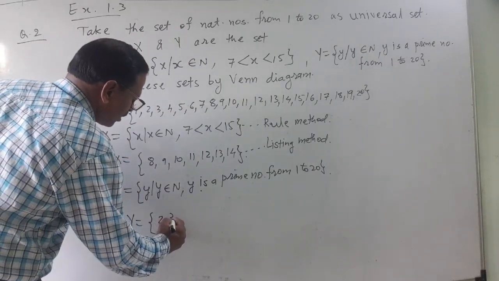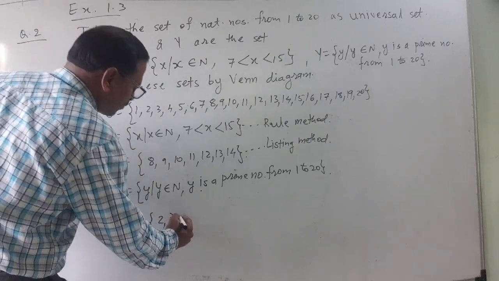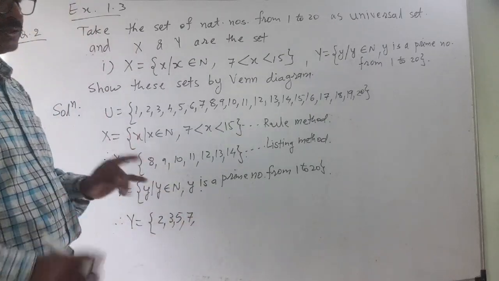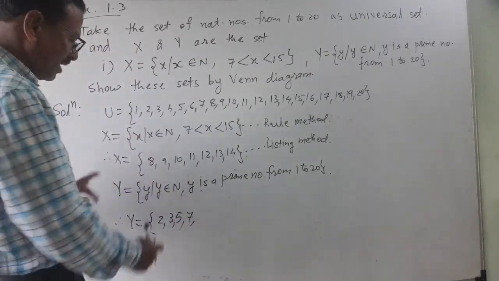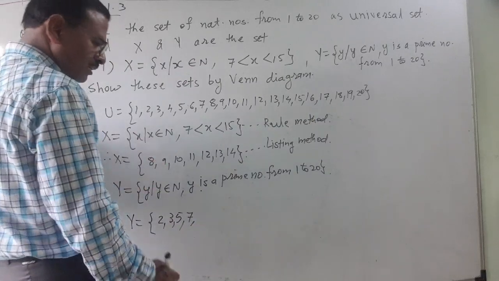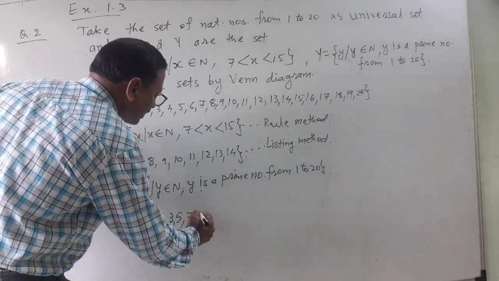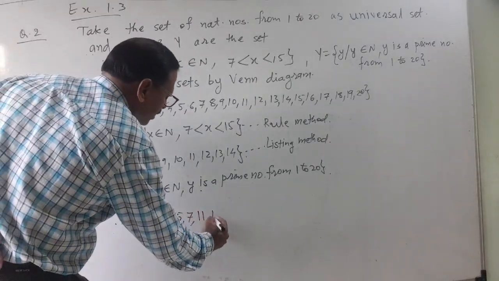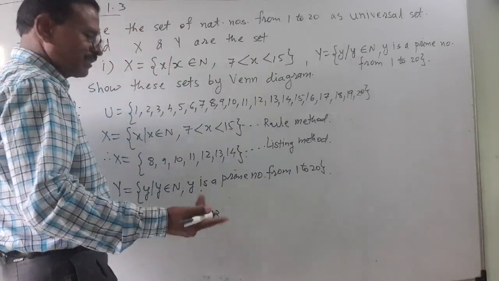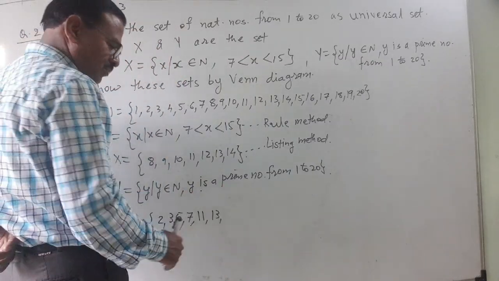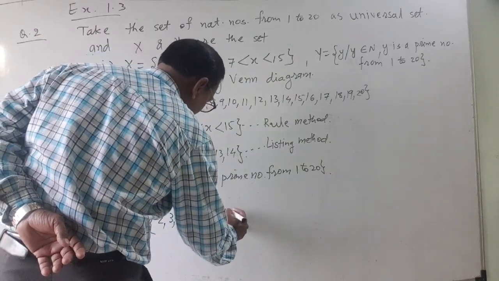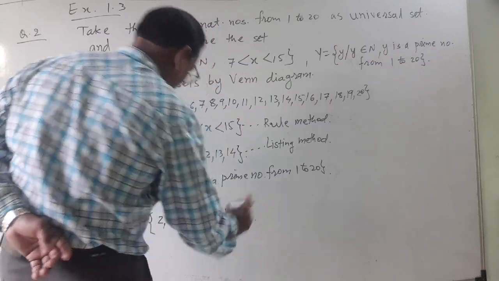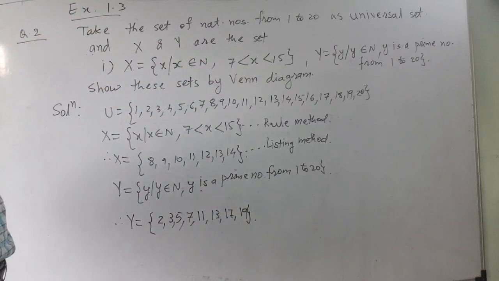2. Then 3 is also a prime number. 5, it is also a prime number. 7, it is also a prime number. 6 is not a prime number. 6 is in the table of 2 and 3, so leave it. 8 is also not. 9 is also not. Then 10 is also not. 11, yes, it is not in the table. Then 13 is not in any table. 15 is in the table of 3 and 5. 16 is also in the table of 2. Then 17, it is not in the table. 18 is in the table, 19 is not in the table. This way, this is the Y set.